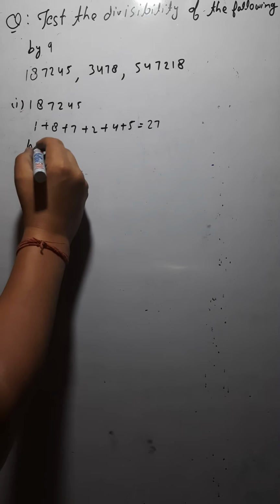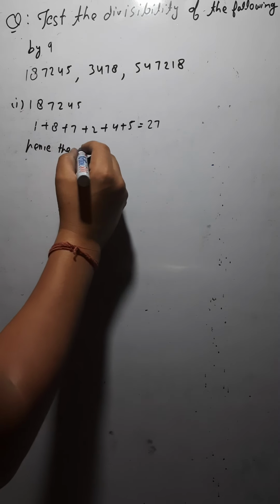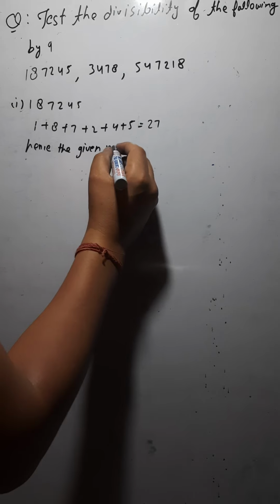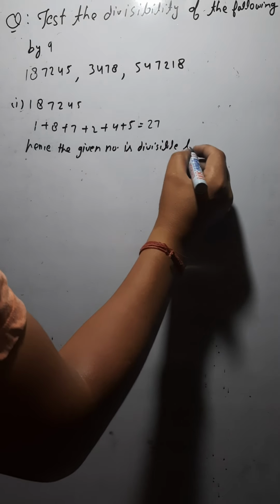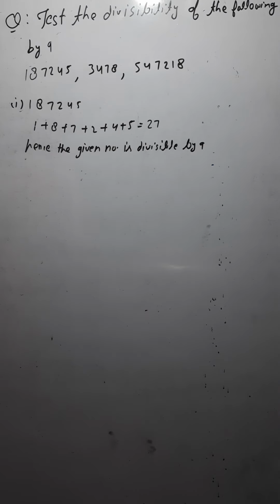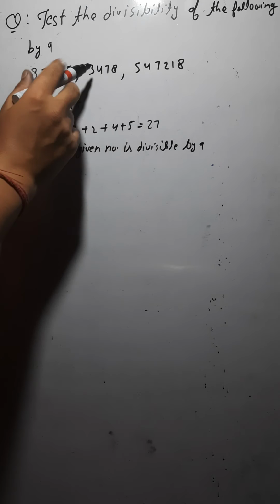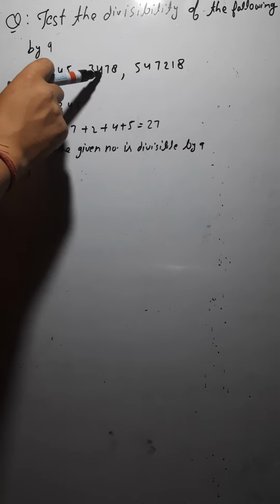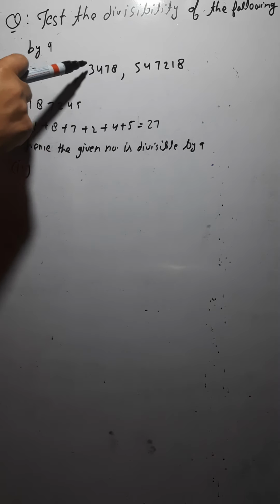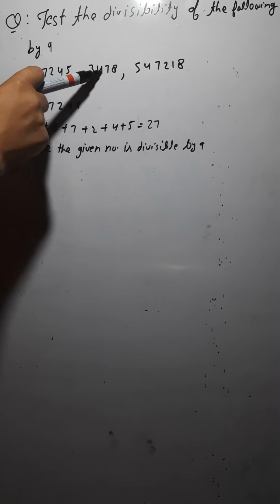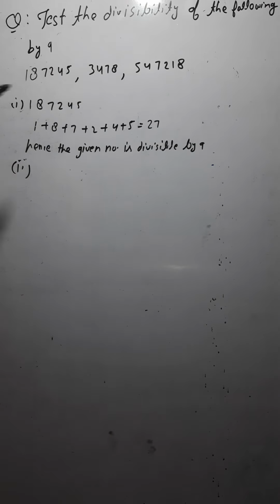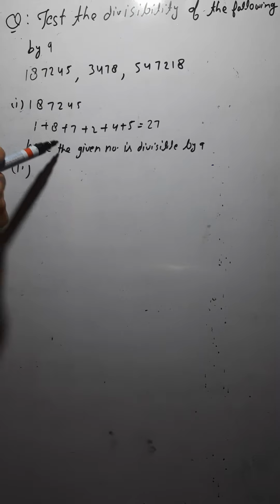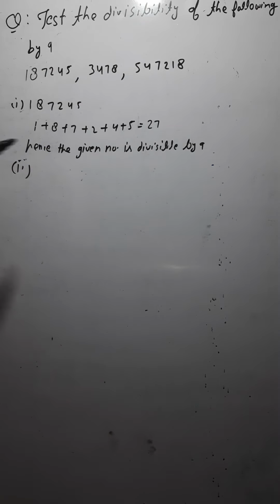So you write there: hence the given number is divisible by 9. Similarly, you would do the second question also. Here add all the digits. 3 plus 4 plus 7 plus 8. How much is it? 3 plus 4, 7. 7 plus 7, 14. 14 plus 8 would be 22. So 22 is not divisible by 9. So you would write 3478 is not divisible by 9. Okay, because the sum of the digits is not divisible by 9.